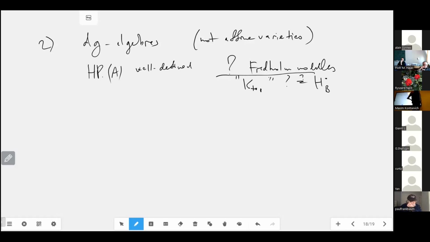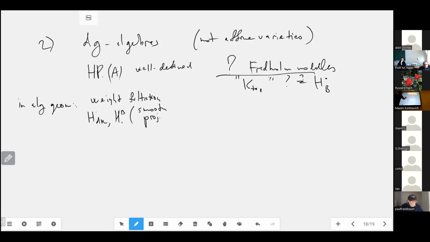It's not totally clear. But in algebraic geometry, when we study periods, there is a story about weight filtration. And the associated graded pieces are de Rham cohomology and Betti cohomology of smooth projective varieties, not really affine schemes. And here there is a non-commutative analog, called smooth proper categories, or maybe DG algebras.